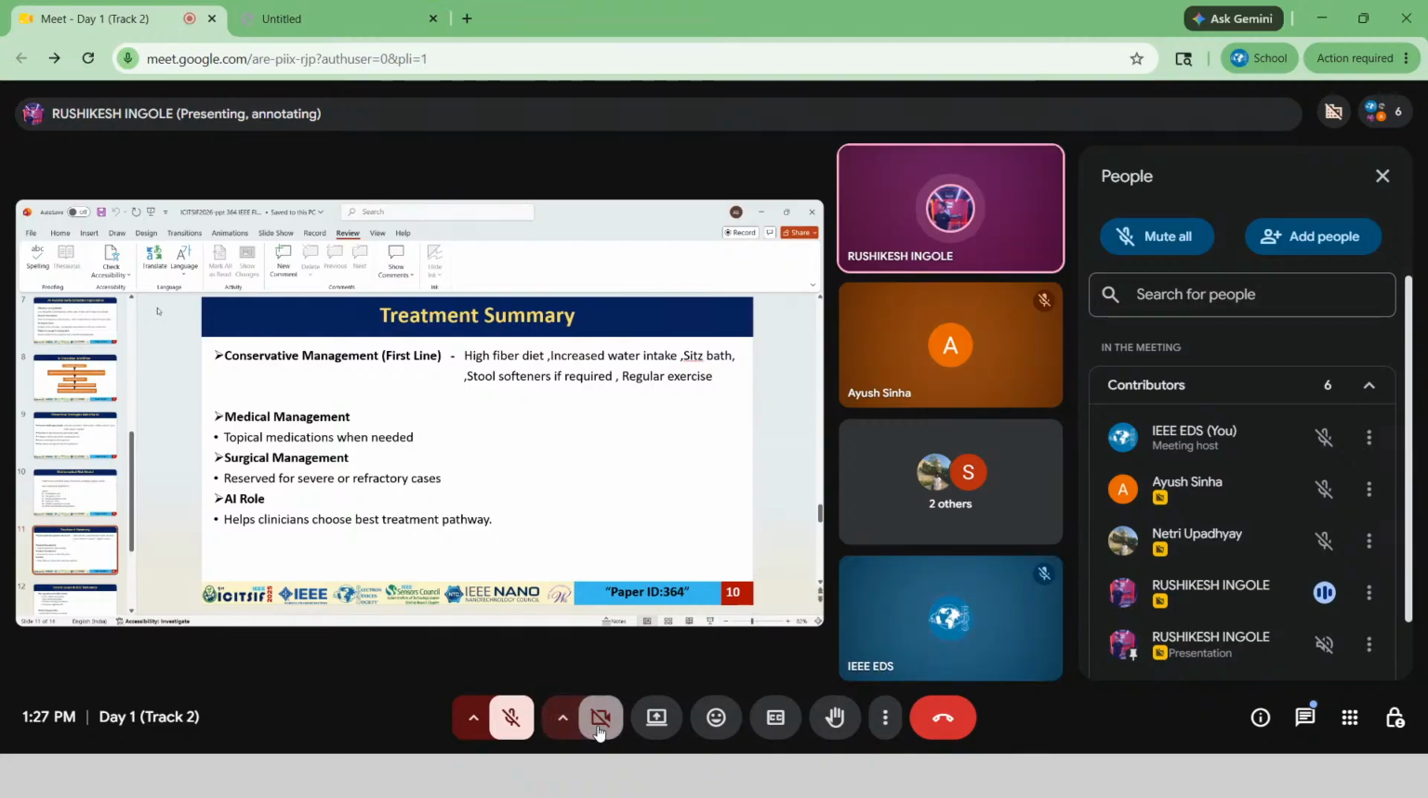Treatment summary: conservative management is the first line: a high fiber diet, increased water intake, sitz bath, stool softener if required, and regular exercise. Medical management: topical medications when needed. Surgical management is reserved for refractory cases. The AI role is to help the clinician choose the best treatment pathway.